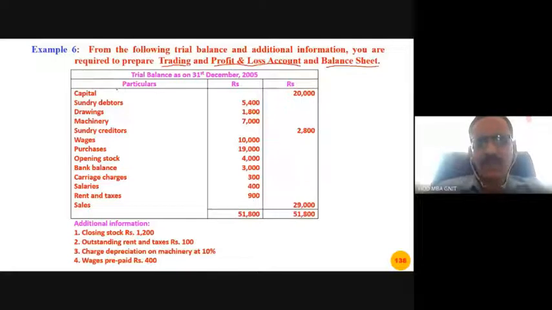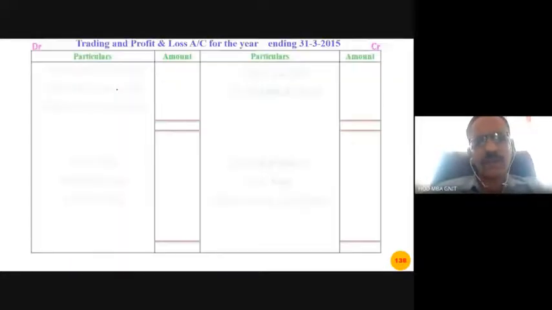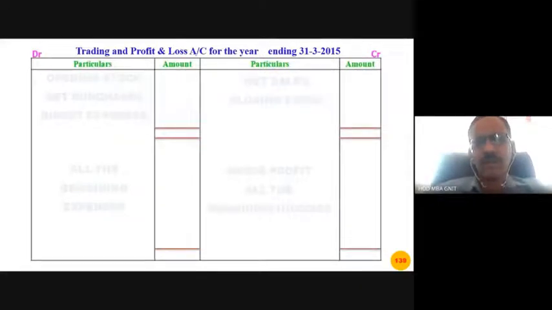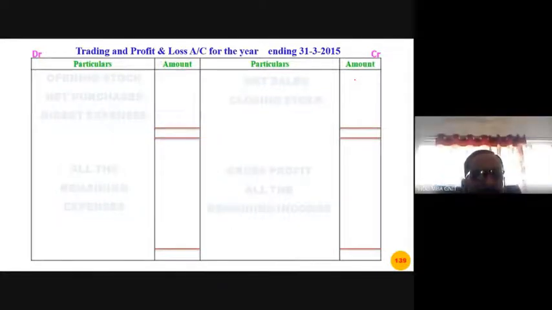This is the problem. Let us go to the solution. First of all, you have to draw this format, one page length, in the notebook, with particulars and amount. Left side is called the debit side, right side is called the credit side. In this format we have two parts. First part is called the trading account. Second part is called the profit and loss account.